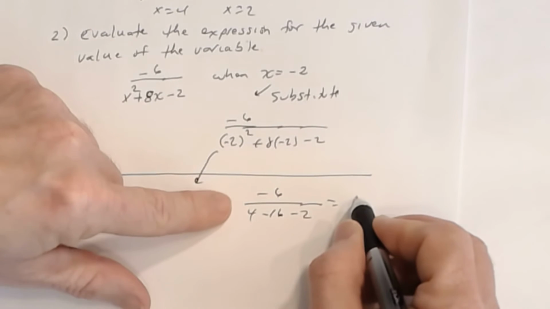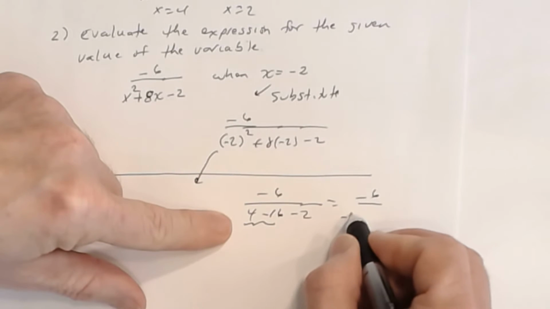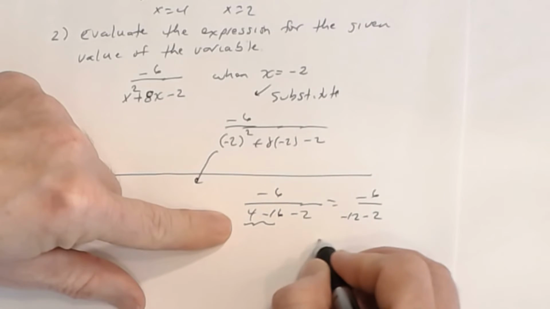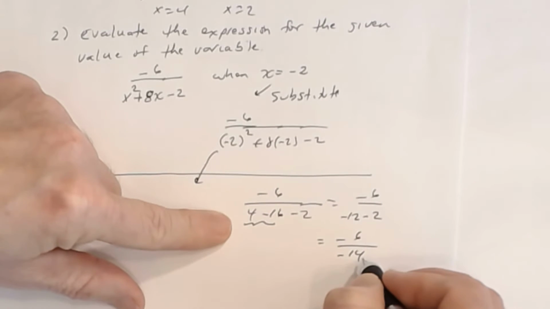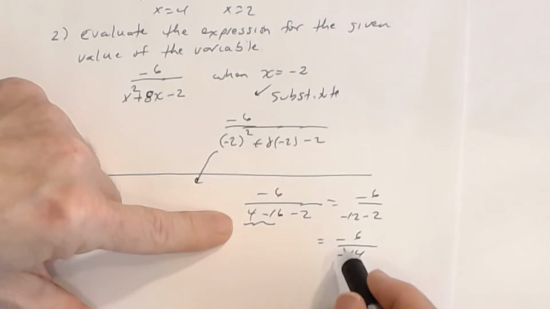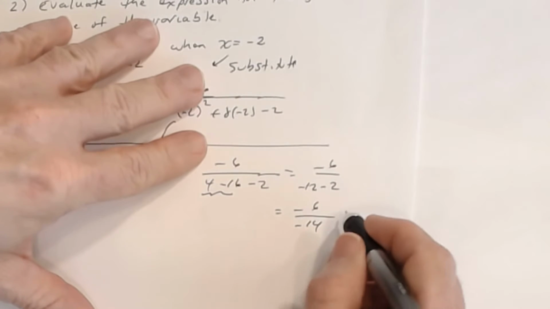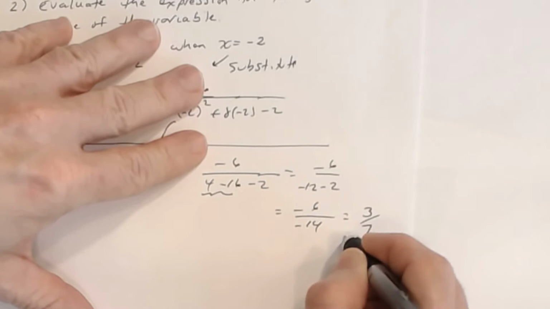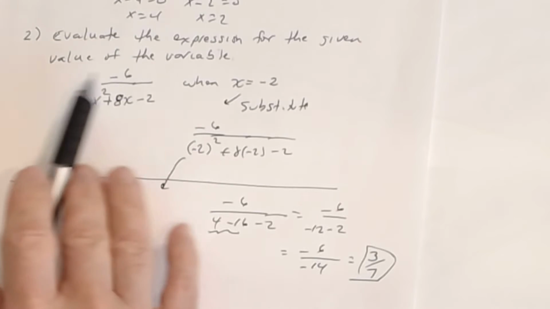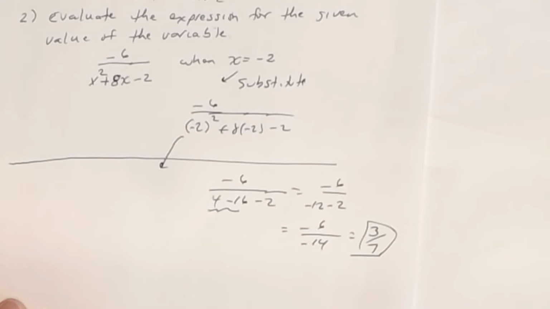And then look closely now. 4 and a negative 16 is a negative 12. And a negative 12 and a negative 2 is a negative 14. Don't stop there, because you all need to know that a negative divided by a negative is a positive, and then 6/14 reduced is 3/7. And so that's the answer. So when you evaluate this expression and you substitute negative 2, you get 3/7. And that's all you do.